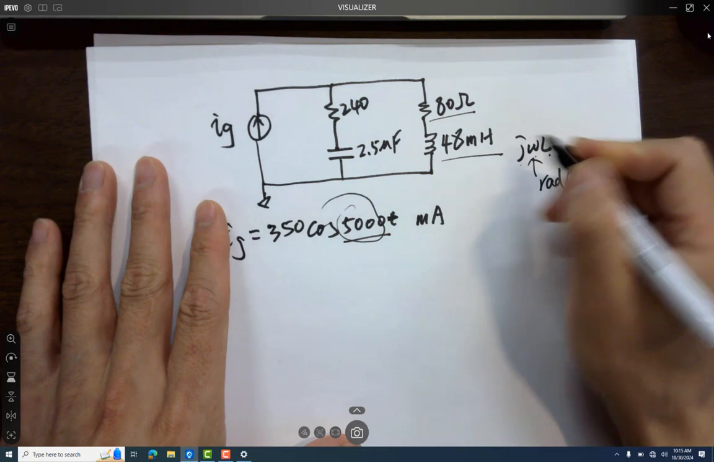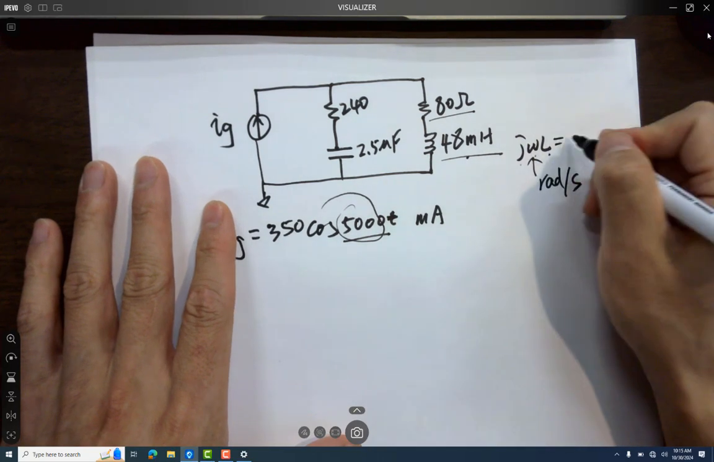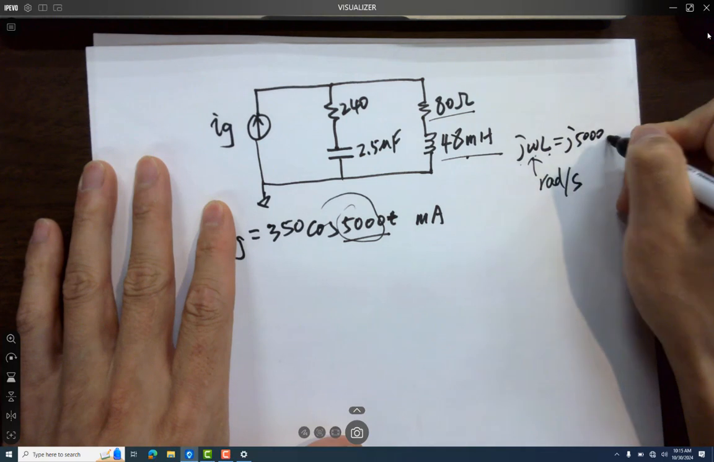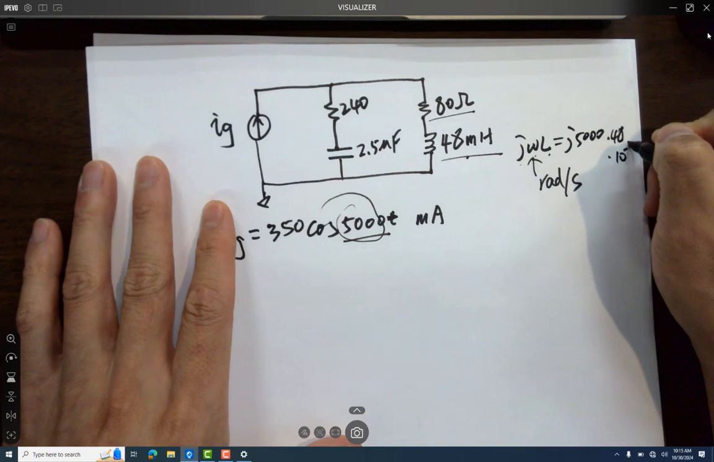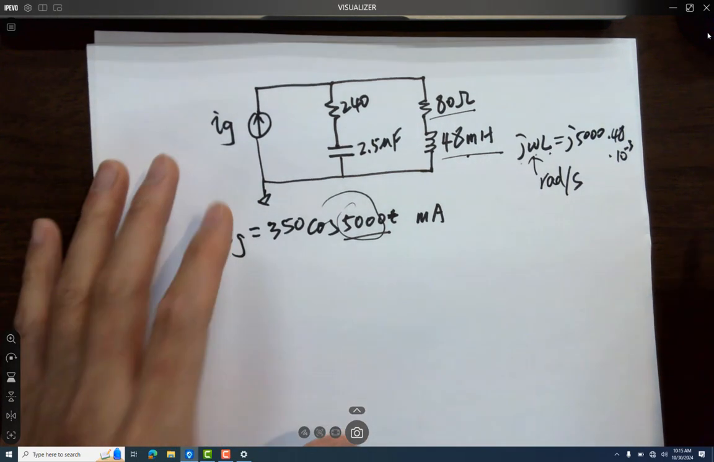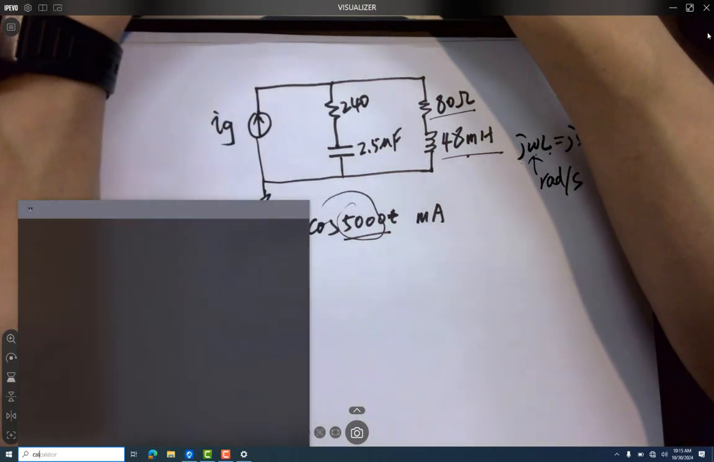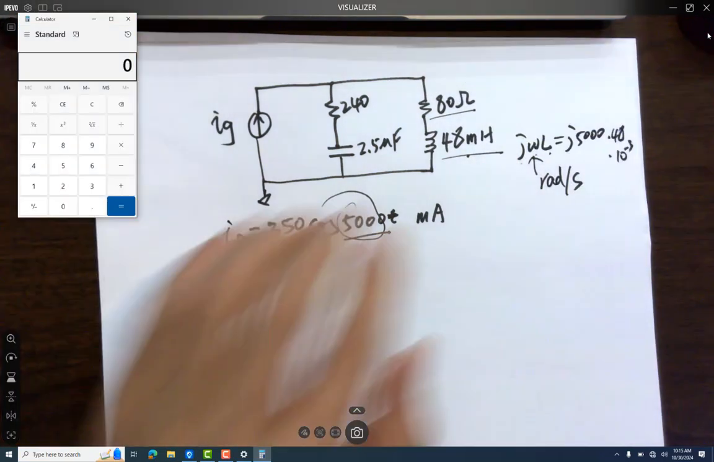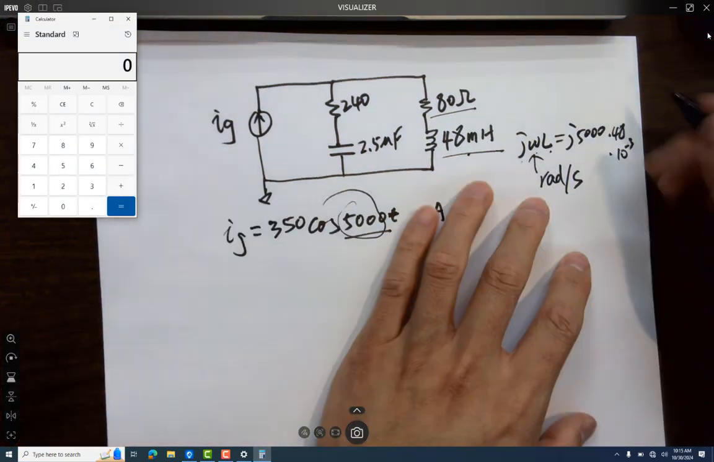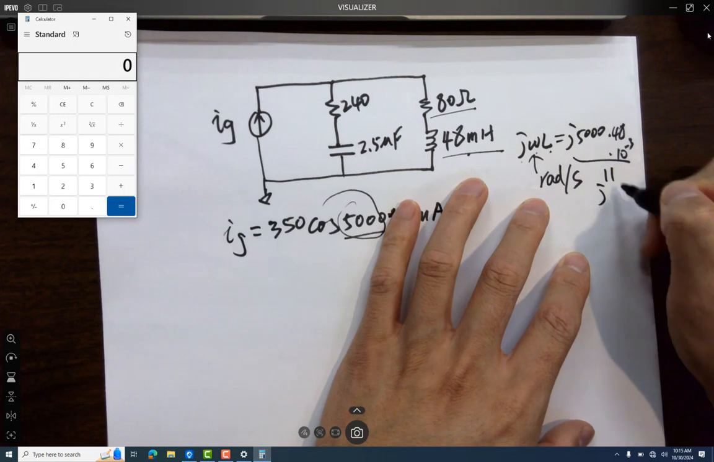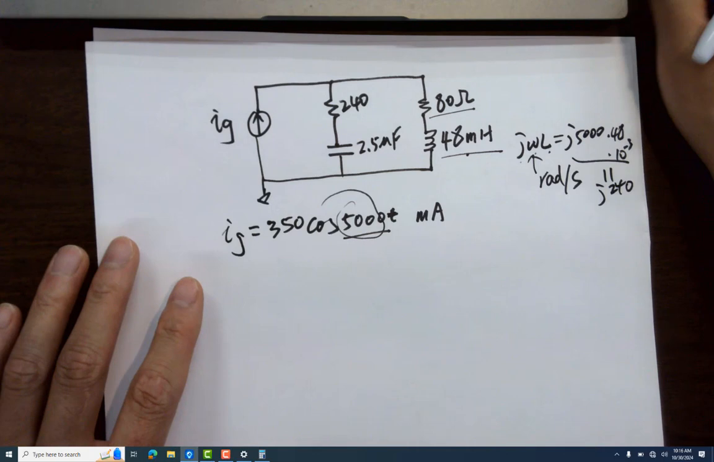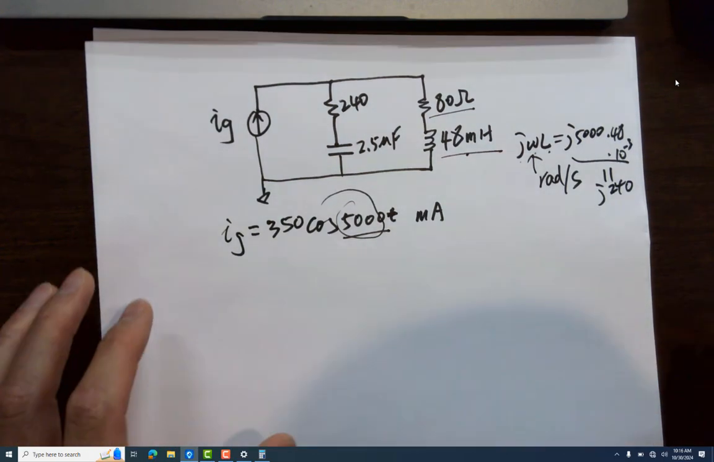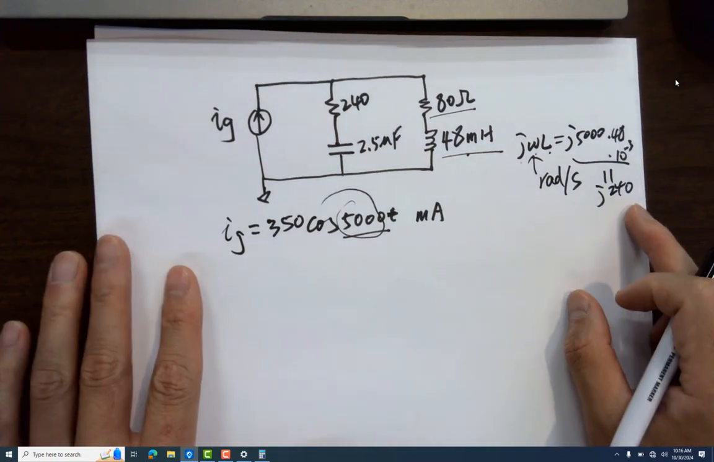So j, keep j over there. Omega is 5000. L is this guy. So basically this equals j times 5000 times 48 times 10 to the negative third. Okay, let's calculate it. This whole thing is j240. So this is j240, okay?